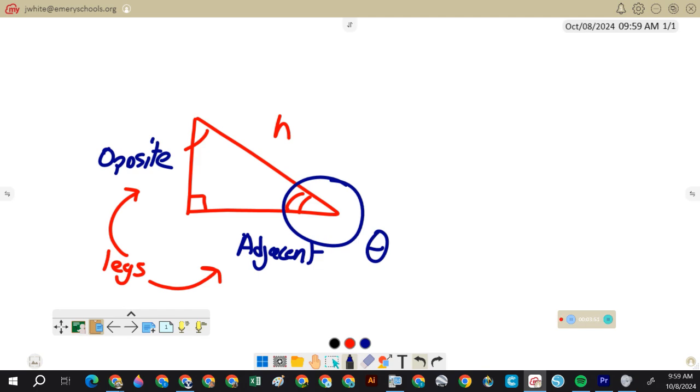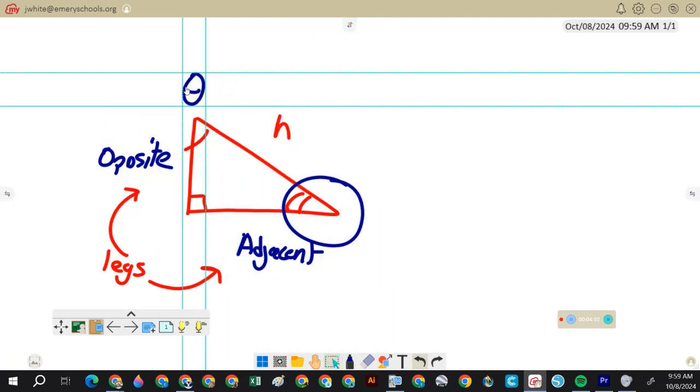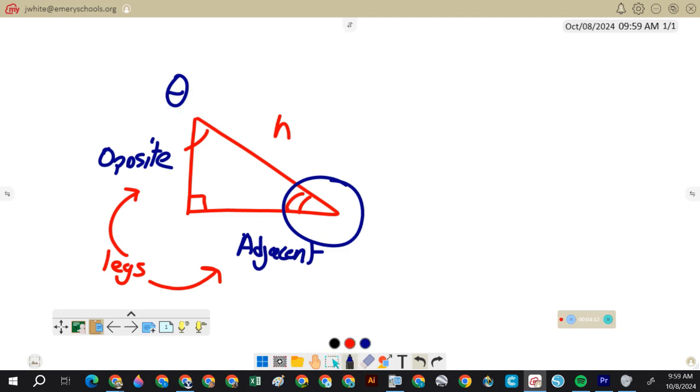So when you're dealing with right triangles in trigonometry, you need to identify which side is adjacent and which side is opposite, and then of course what side is the hypotenuse, and that totally depends on which base angle you choose. So if I were to move theta to the other side, how does that change the naming of this triangle? Well, the hypotenuse didn't move. It's still in the same place, but the opposite and the adjacent are going to switch sides. Okay?